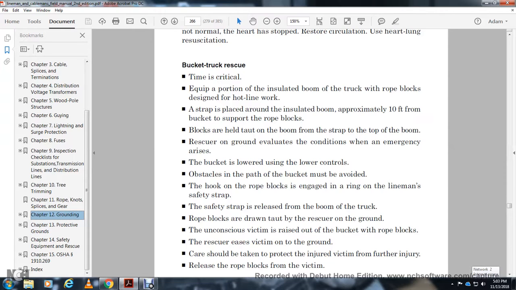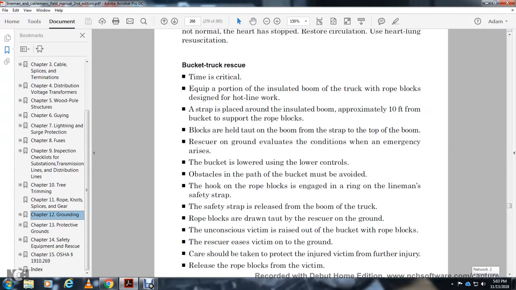Lower the bucket with the victim, under the control of the ground rescuer. Any obstacle in the path of the bucket must be avoided. The hook on the tip of the boom: the blocks engage the ring of the lineman's safety strap. Relieve the boom of the truck with the blocks drum taut, from the rescue on the ground. The victim is raised out of the bucket with the rope blocks.